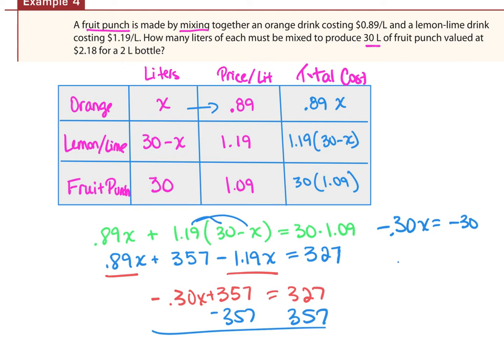What is my x going to equal? Right? 10. What did I solve for? X equals 10. Look at my chart. Where's x? Orange drink. Specifically, how many liters of orange drink, right? They want how many liters of each. So for the orange drink, I need 10 liters, right? How much lemon lime if I want 30 liters overall? 20. 20, yeah.